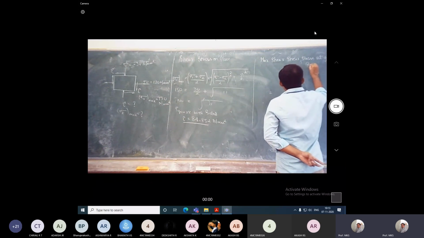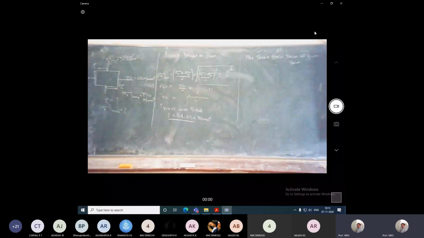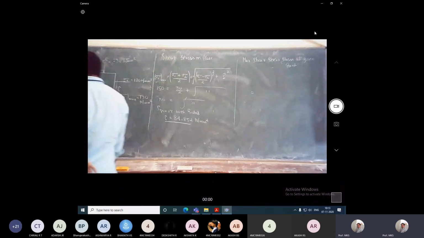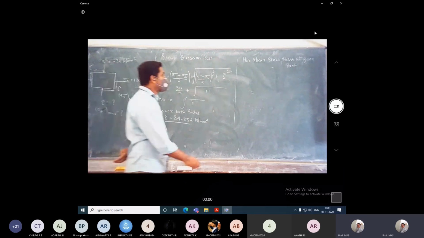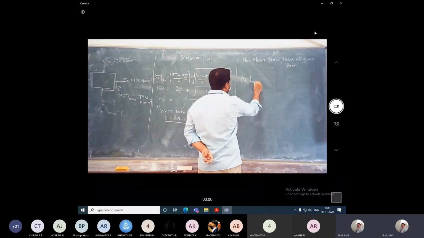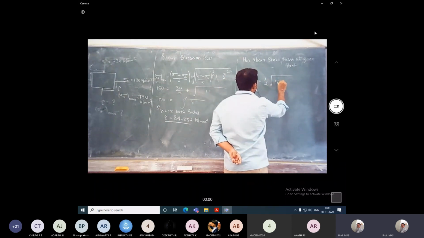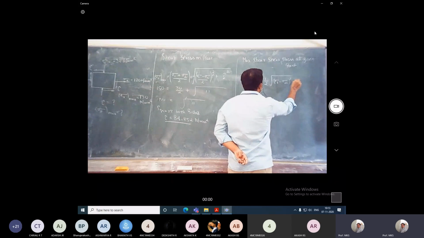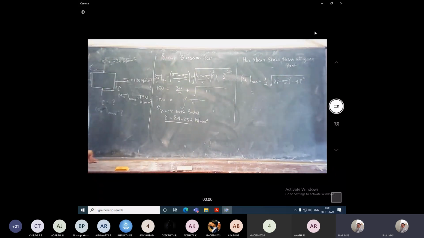The maximum shear stress at the given point is given by sigma t maximum. The last equation that we did at the last, so what is that? Sigma t max is equal to half of root of sigma 1 minus sigma 2 whole square plus 4 tau square.